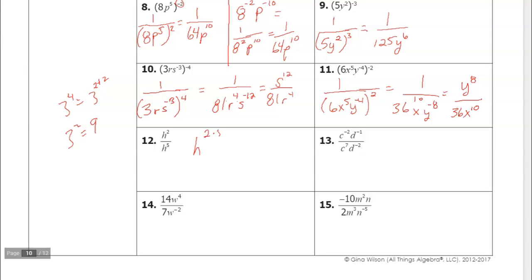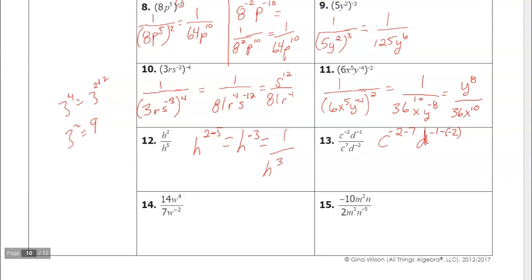A little simpler, 2 minus 5 is h to the negative 3, which becomes 1 over h cubed. Here, a lot of negatives. See the negative 2 minus 7. And then I have d to the negative 1. Now this is where you gotta be careful. Minus a negative 2.